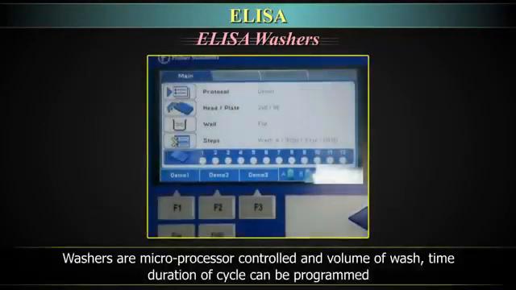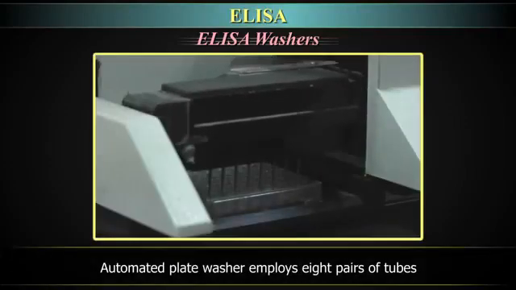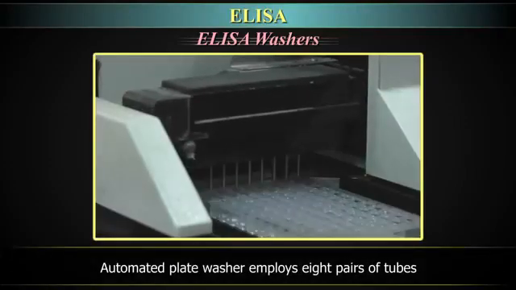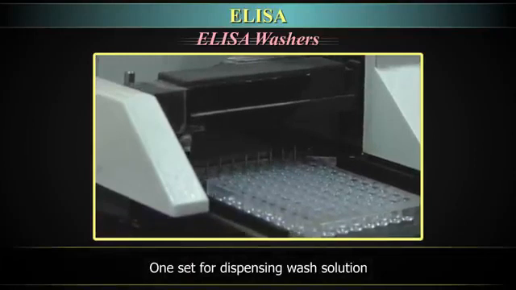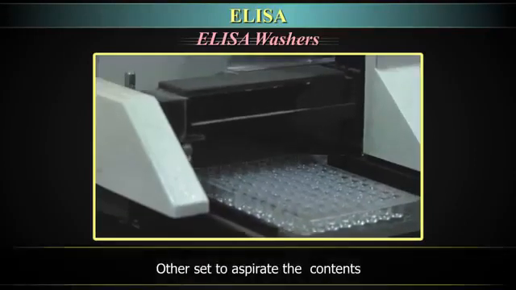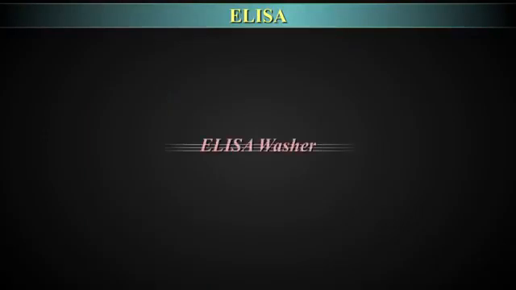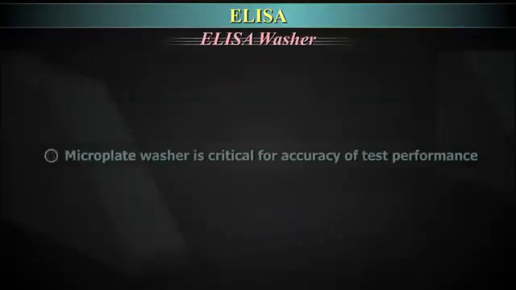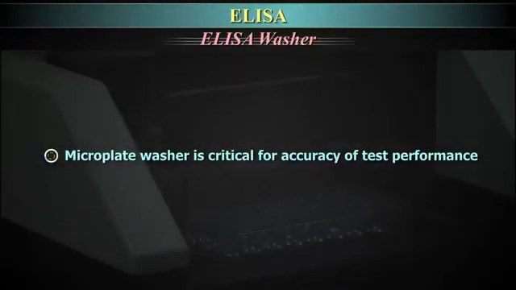The washers are microprocessor controlled, and volume of wash and time duration of cycle can be programmed. Automated plate washer employs 8 pairs of tubes. One set for dispensing wash solution. Other set to aspirate the contents. ELISA washer. The microplate washer is critical for accuracy of test performance.